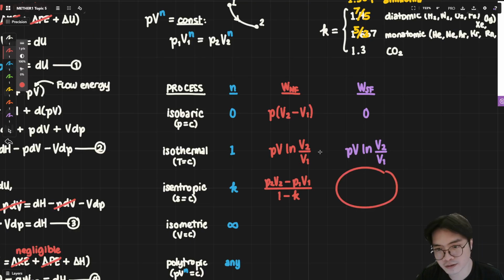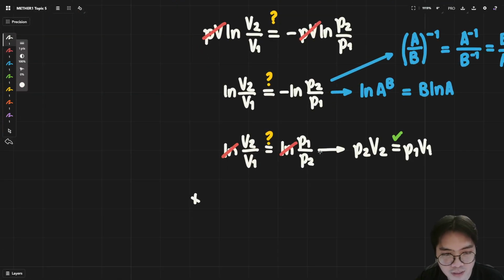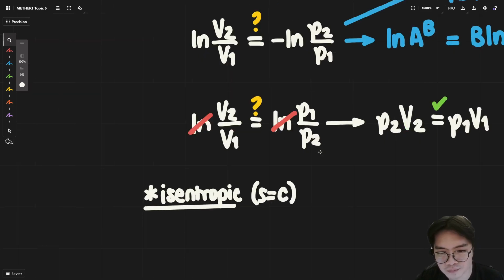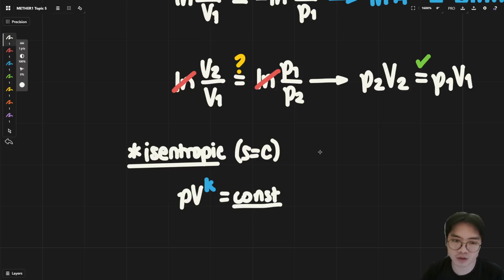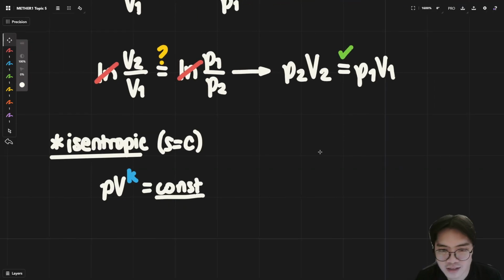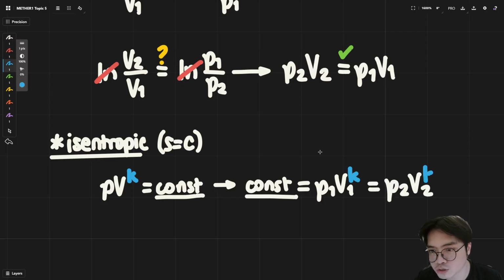What will this be? I will now say that this is one of the most time-consuming integrations, but whatever, we have time. Rather, you guys are just in for the ride, right? For isentropic processes, your S is constant. We will have PV raised to K, right? K is constant. Notice that I am now shying away from the cursive because things will get a little dicey. This means that your constant is actually just your P1V1 raised to K. That is also your P2V2 raised to K.